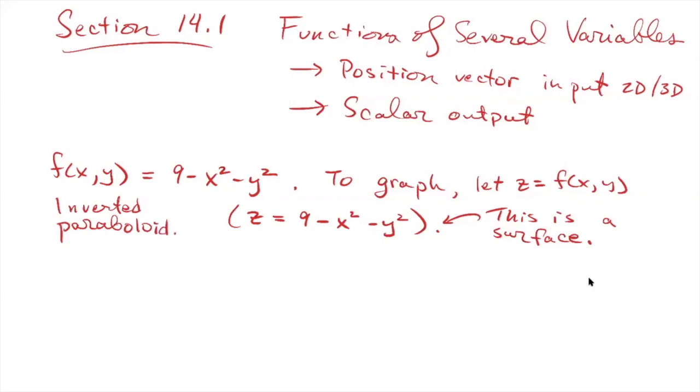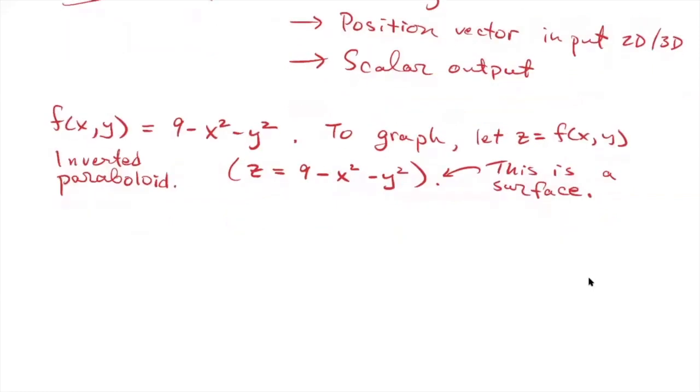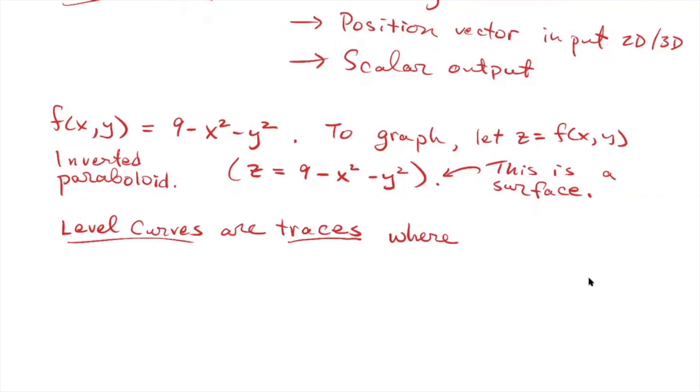Okay. Sometimes we'll do level curves, which are essentially traces where z is set to a constant. And we defined a trace back in chapter 12, where you set a variable to a constant. So level curves are traces. And a trace is something, again, we covered back in chapter 12. Traces, those are plane curves where z is equal to a constant.